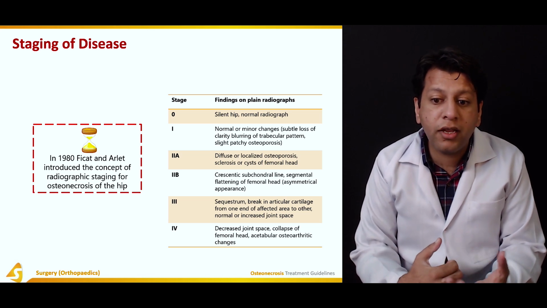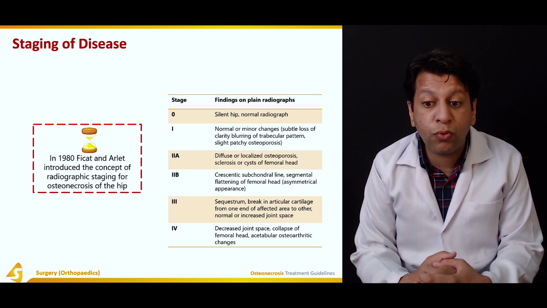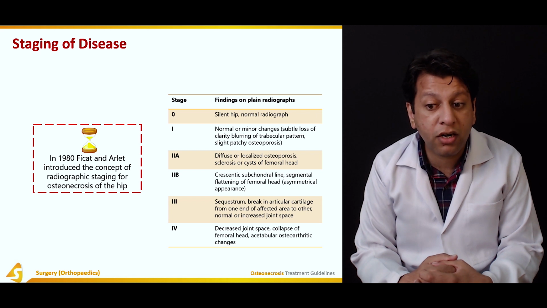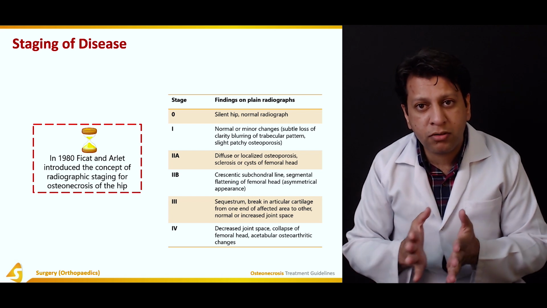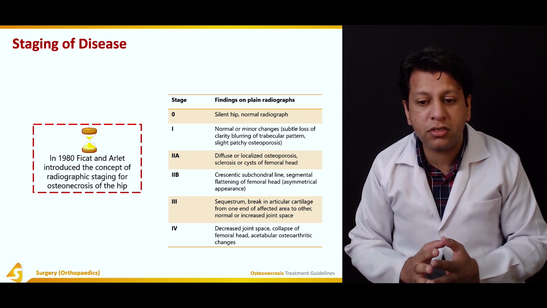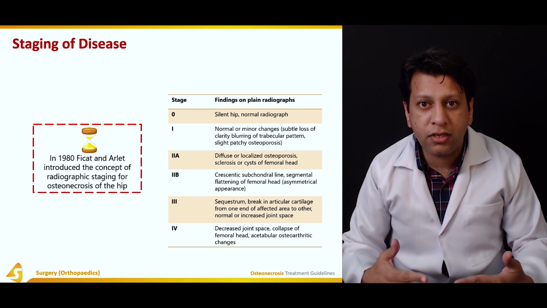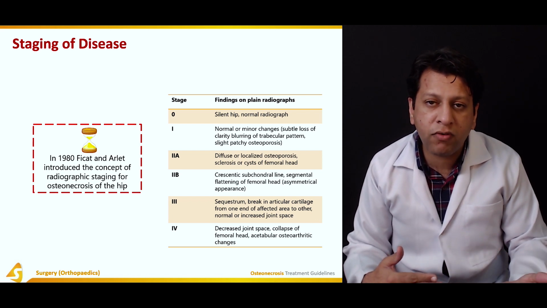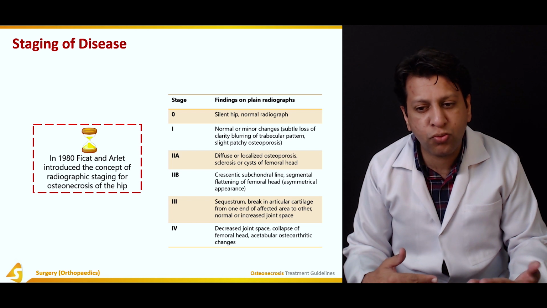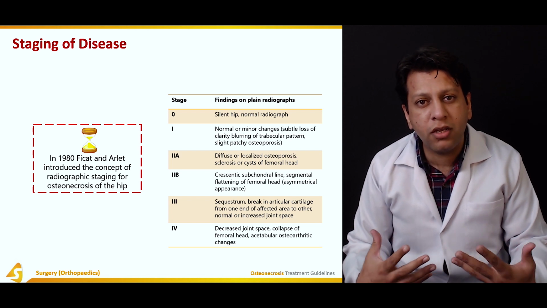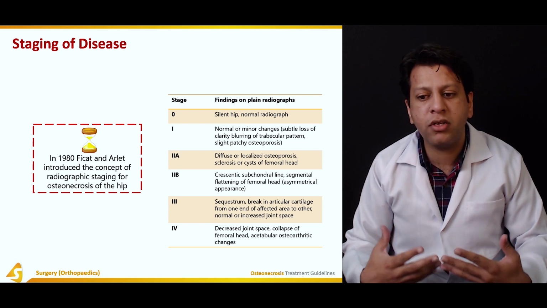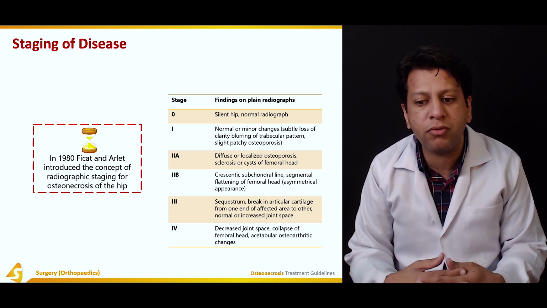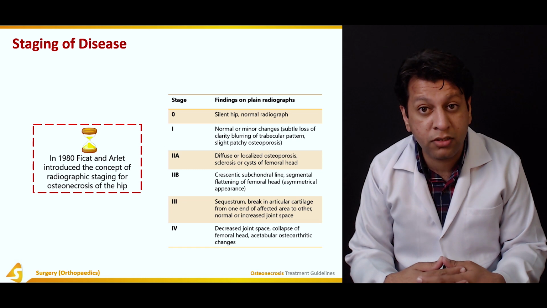Now, stage 3 is actually sequestrum, breakage in articular cartilage from one end of the affected area to the other, and normal or increased joint space. That is sequestration, and then fragmentation is this stage. Once this has occurred, advanced arthritic changes are termed stage 4, in which there is a decreased joint space, collapse of the femoral head, eventually leading to acetabular osteoarthritic changes.